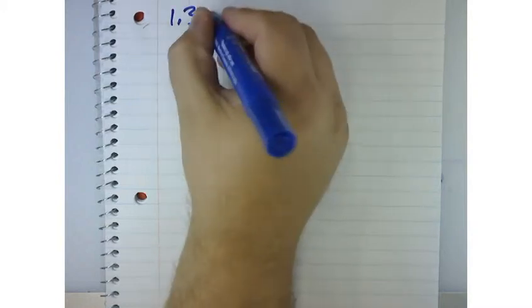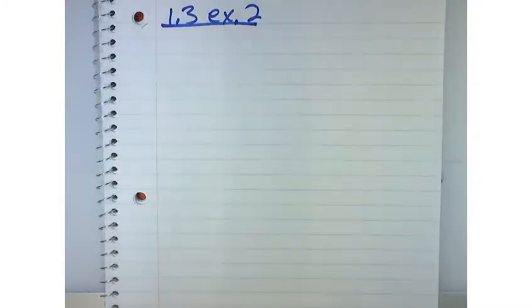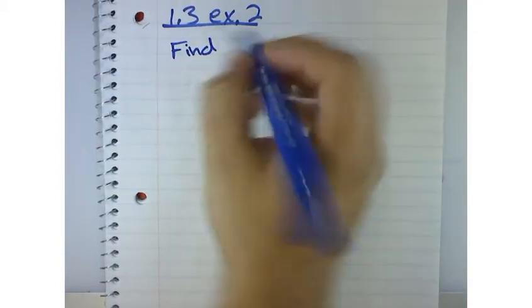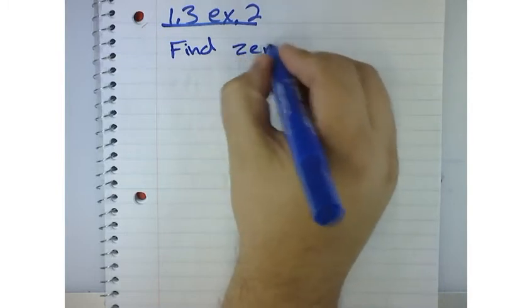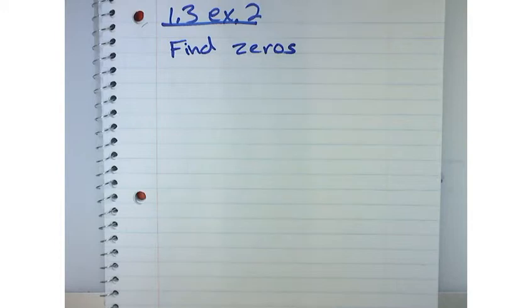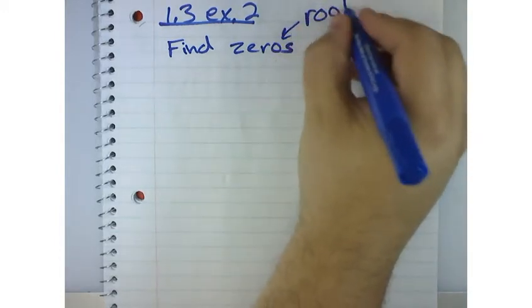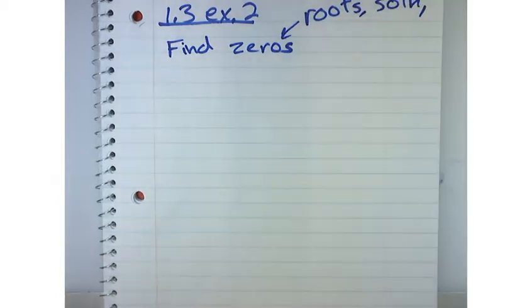1.3, example number 2. Finding the zeros of an exponential function. So what we're going to do is find the zeros. Sometimes we call those roots. We'll talk a lot about that. Sometimes we call them roots, sometimes we'll call it a solution, and so on and so forth. But we're going to do it of an exponential function.